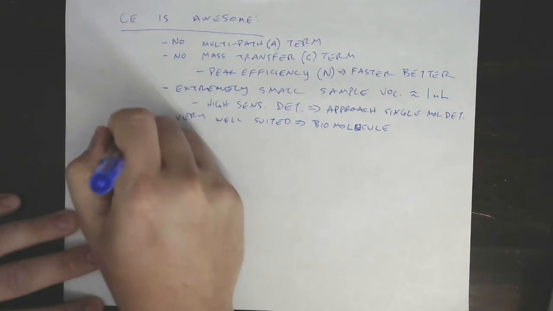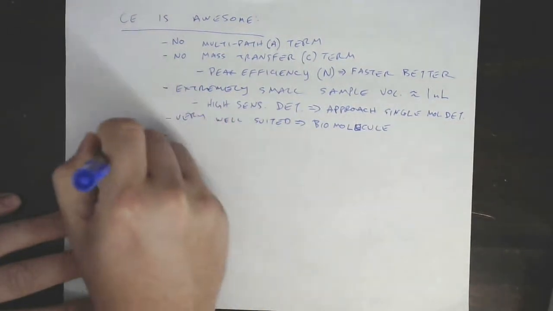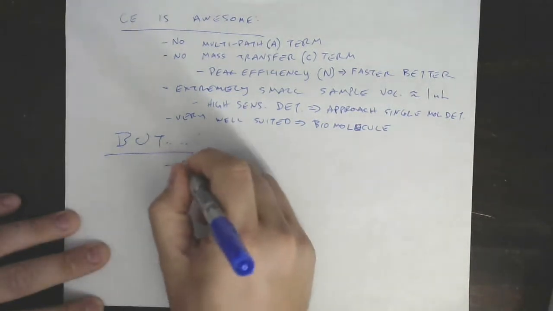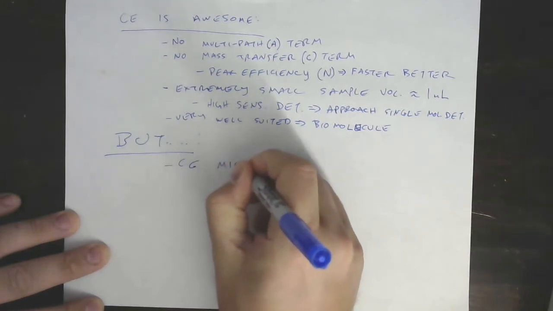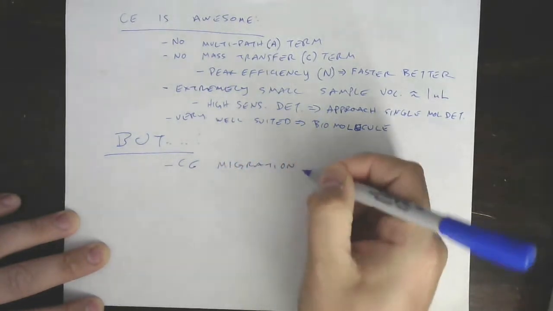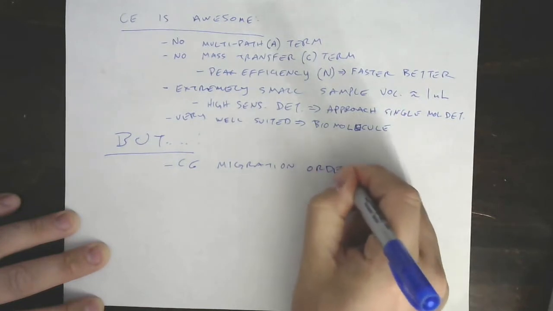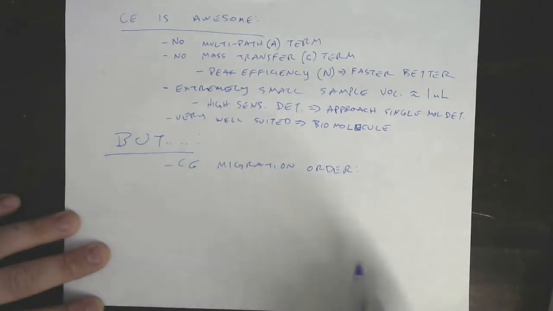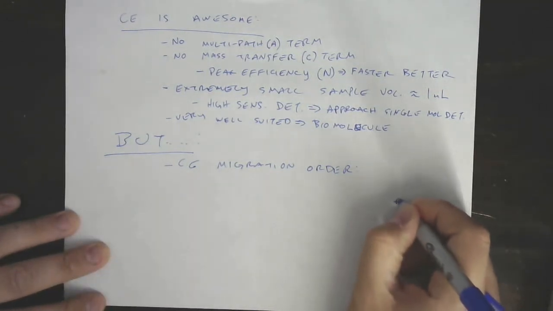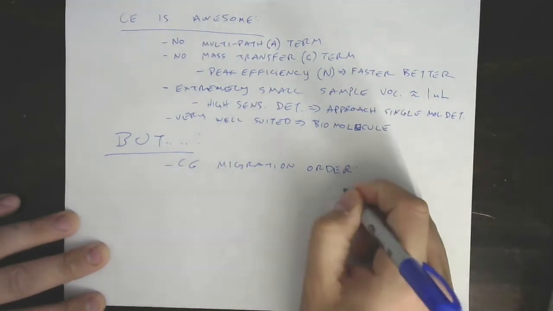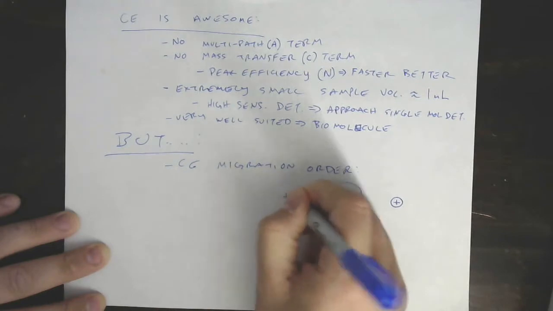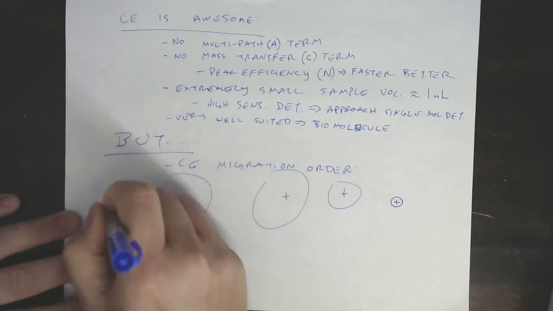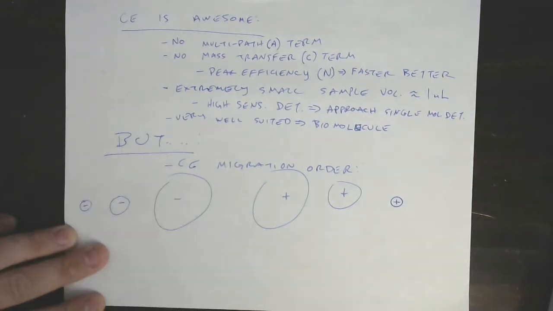So CE is awesome, but there is a but. Everything has a but. Let's think about CE migration order, and we'll see what the but is here. Let's imagine we're migrating in this direction. How will these things separate out? The thing that's going fastest up front will be something small and positively charged. Something medium and positively charged will be in the middle here. Something large and positively charged will be back here. Going in the other direction, we'll have something large and negatively charged, something medium and negatively charged, something small and negatively charged. And here's the but.